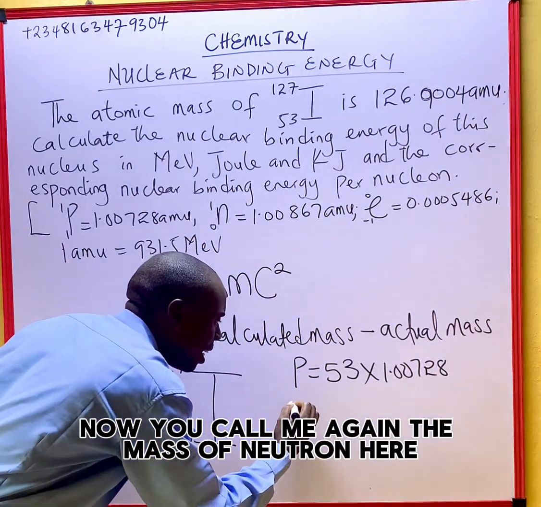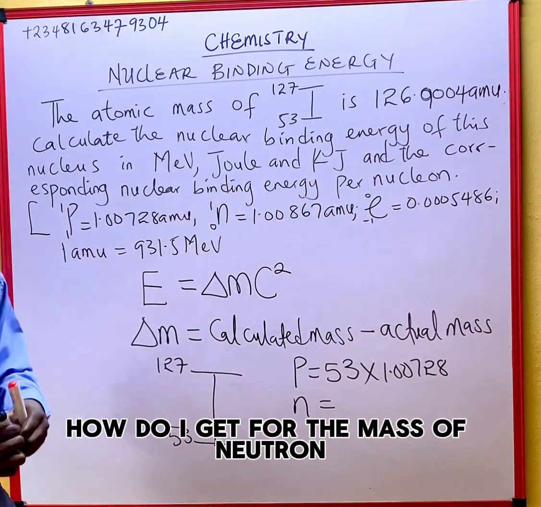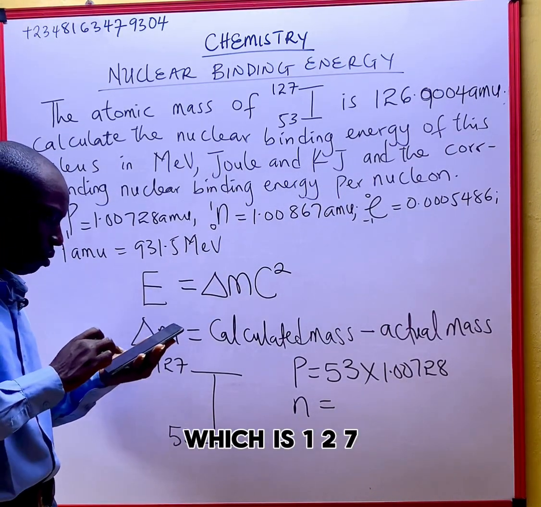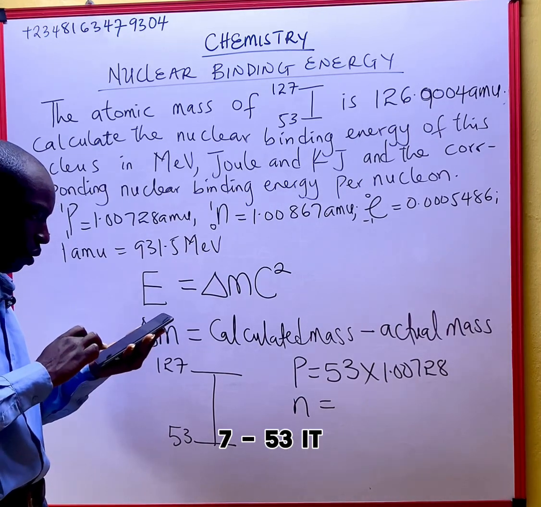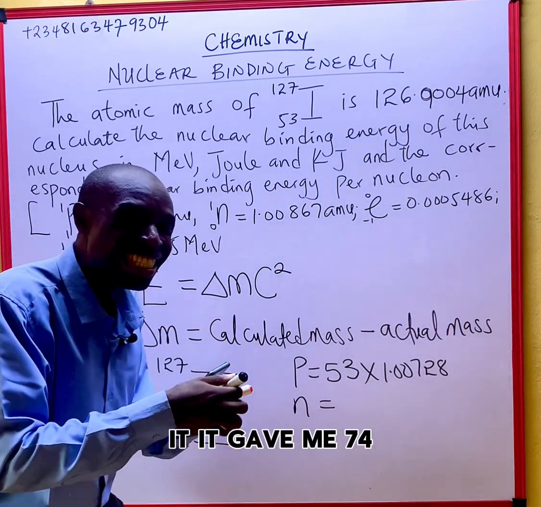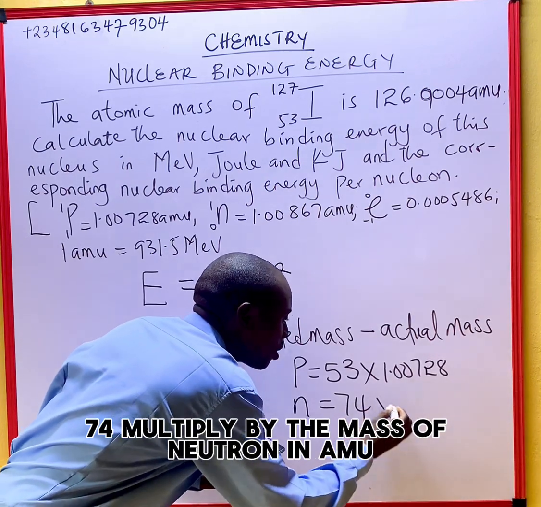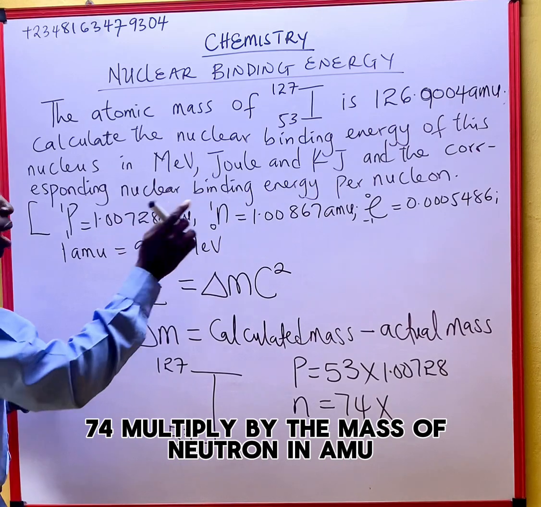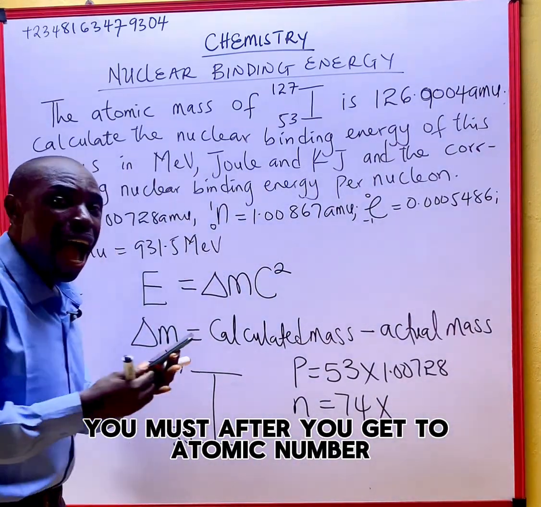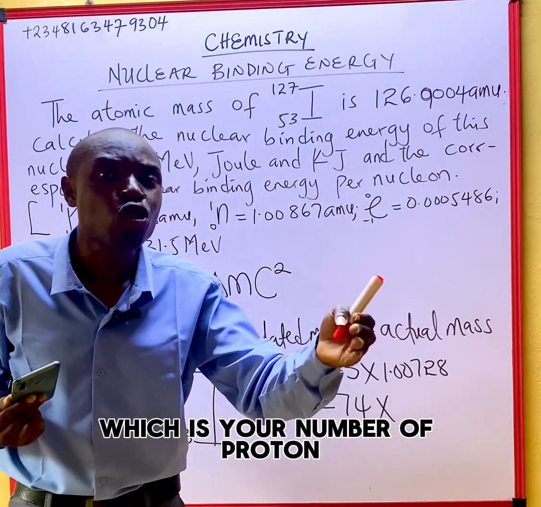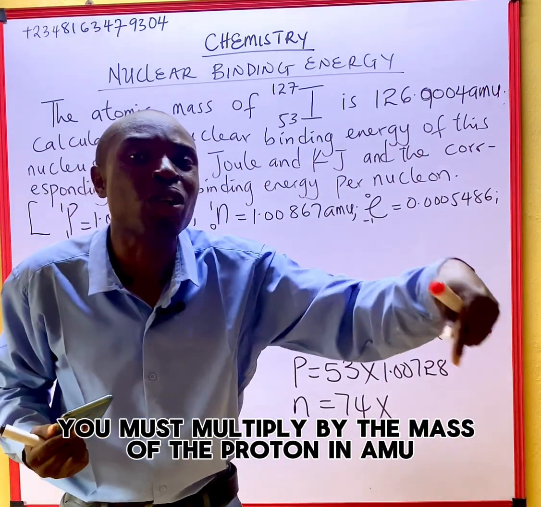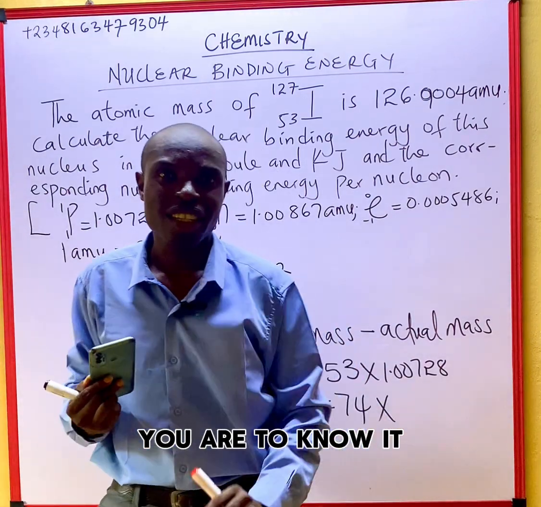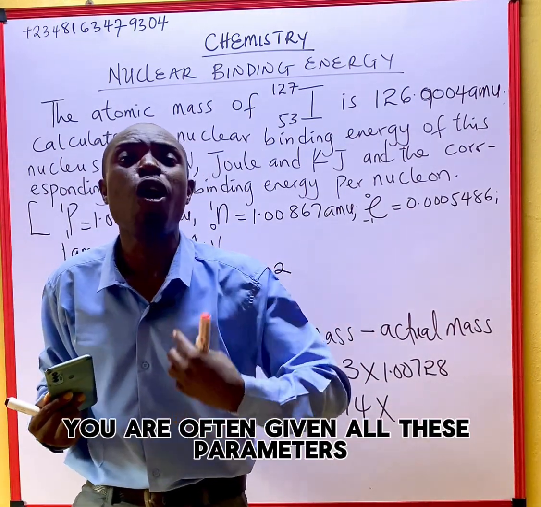Now, you come here again, the mass of neutron here. How do I get for the mass of neutron? It will be mass number minus atomic number, which is 127 minus 53. It gave me 74. 74 multiplied by the mass of neutron in AMU, which was this. Please take note, after you get to atomic number, which is your number of proton, you must multiply by the mass of the proton in AMU. If it is not given to you, you have to know it. But many a time in exams, you are often given all these parameters.